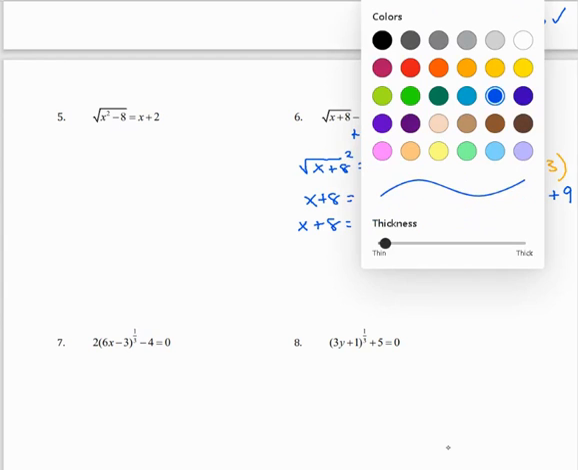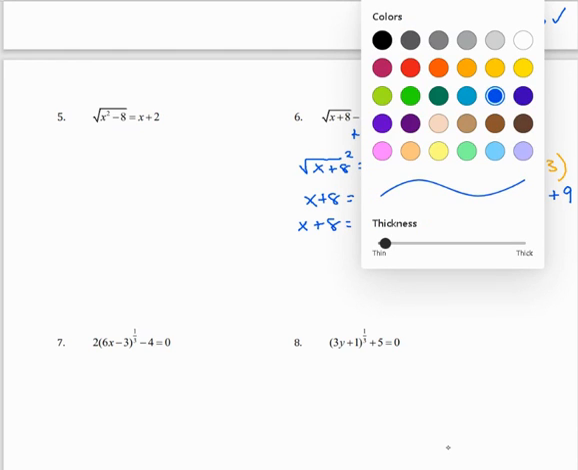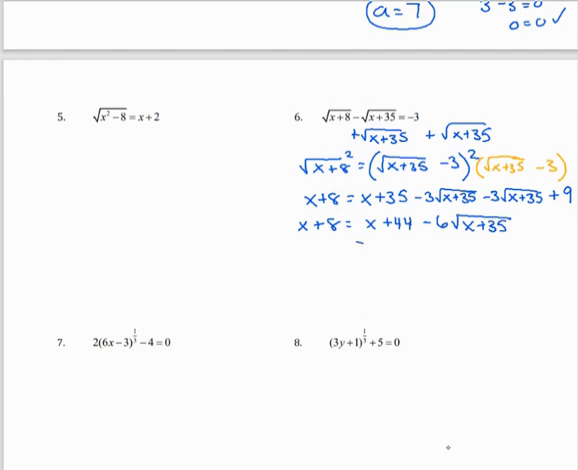Please take a note. I'm going to use a color real quick. Please know that we cannot combine those two terms. That 6 is attached to the radical, so make sure that you don't mistake that and combine those two terms. Okay? So I'm going to move this x and this 44 to the left-hand side.